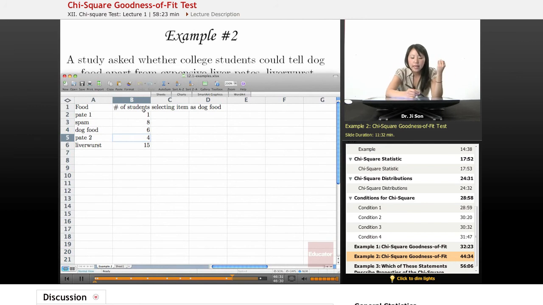So here, we know that it's a chi-square because the students are choosing something, and it's a categorical choice. They're not giving you an answer like 20 inches or 50 degrees or I got 10 questions correct, right? They're actually just saying that one is dog food, right? And they have 5 different choices, and they've chosen one of them as dog food. So out of 5 choices, a probability model that they're just guessing would mean that 20% of the time they should pick pâté 1 to be dog food, 20% of the time they'll pick Spam to be dog food, 20% of the time they'll pick dog food to be dog food, and so on and so forth, right?